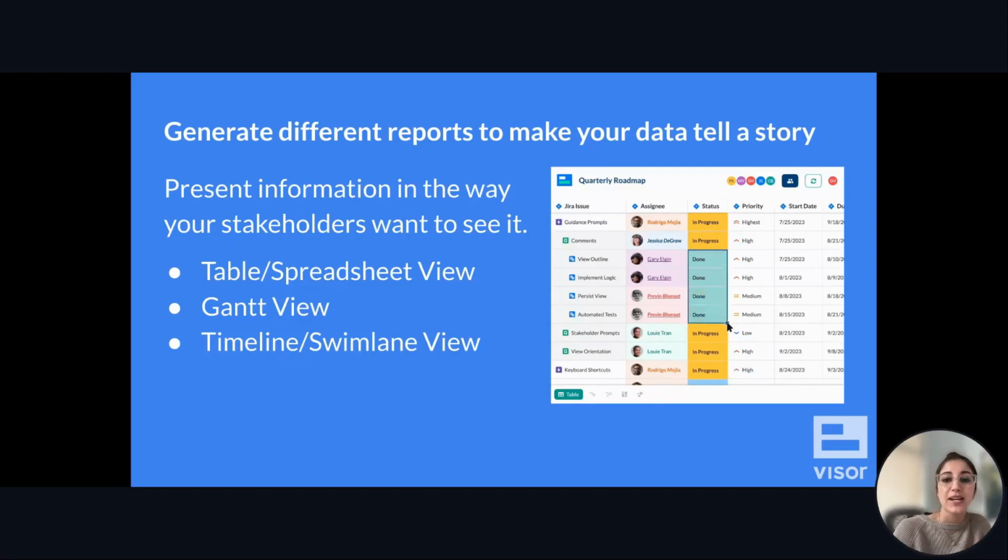So there's 3 different ways as of right now that you can share your information in Visor, these 3 different views, which is what the presentation is about. We are always building more, so feel free to give it a shot and smash that feedback button if you have a view that would work really well for your team. But today we have our table or spreadsheet view, our Gantt view, and then a timeline / kind of swim lane view. And we'll go into more detail on all of those.